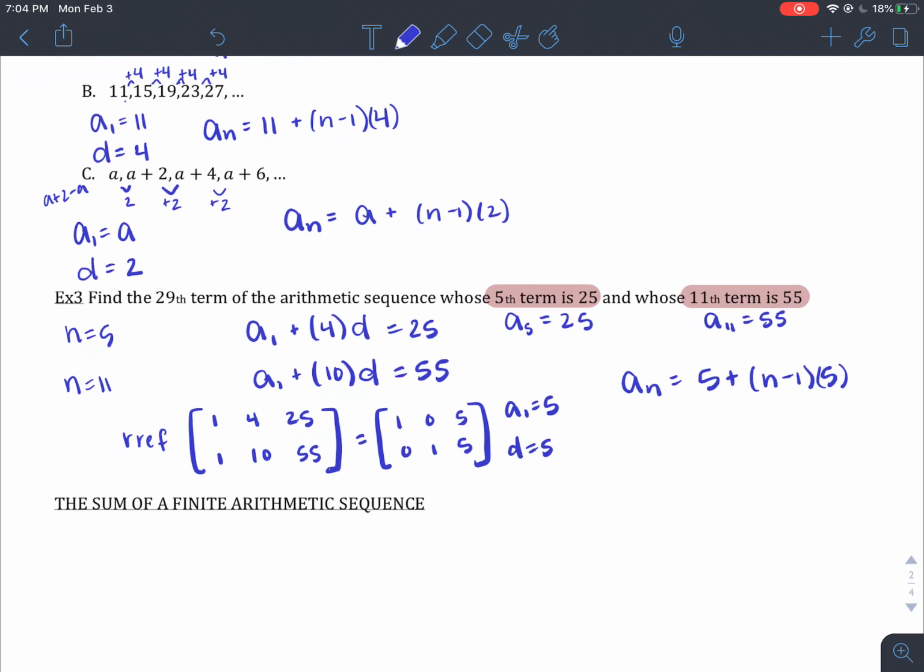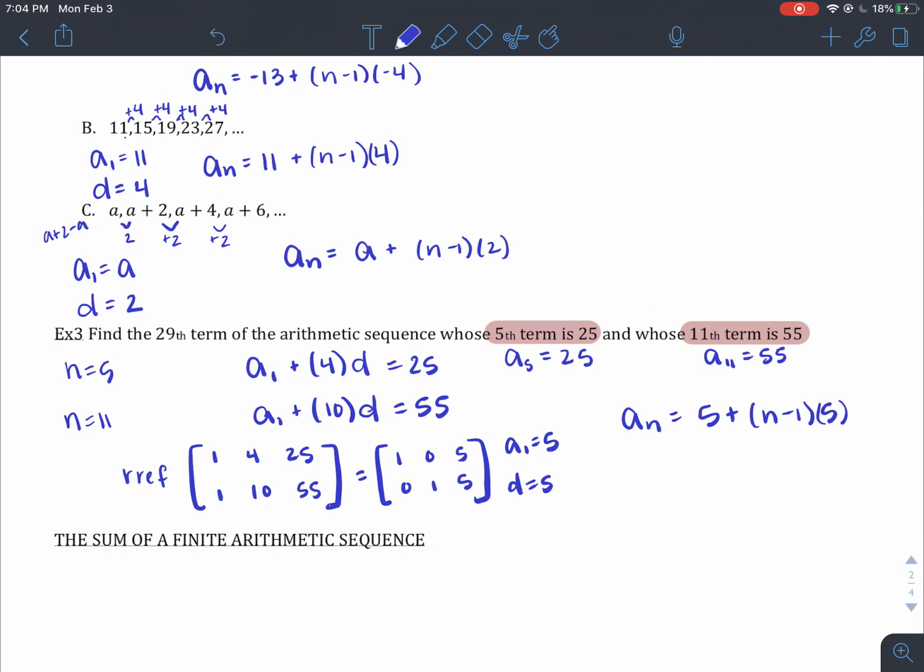Whew. But we've written our nth term, or essentially our rule for our arithmetic sequence. So now when it says, okay, find the 29th term, well, if n is 29, we're asking for a sub 29. That's 5 plus 29 minus 1, or 28, times 5. That tells me my 29th term is 145. Oops, I wrote that wrong. That should be a 25, shouldn't it? A sub 29 is 145.